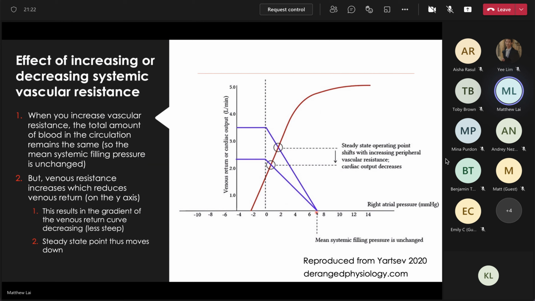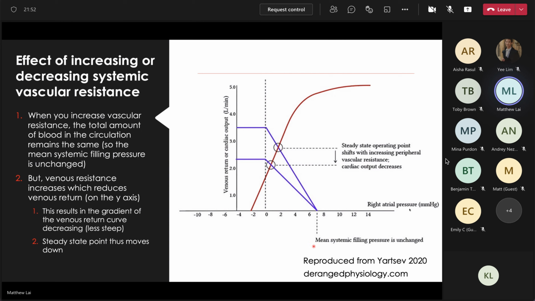So I think I stumbled on my words a little bit, so that probably wasn't the best explanation, but essentially what happens is that blood flow back to the heart becomes more difficult, and that can be represented by a decrease in gradient here. So you get this sort of rotation of your venous curve down. So those are the main sort of basic situations that we can model using the curves.